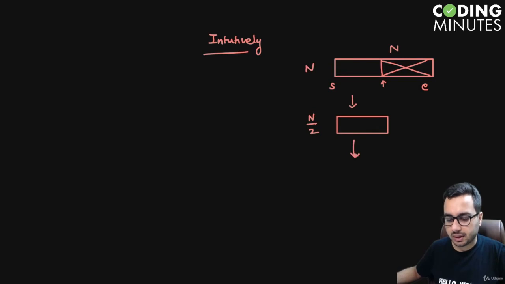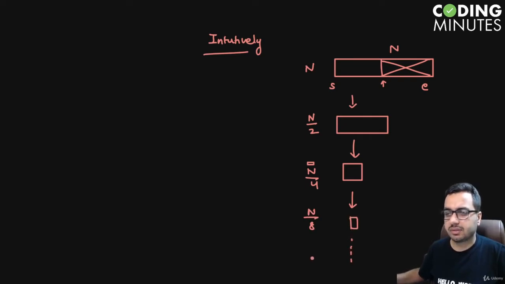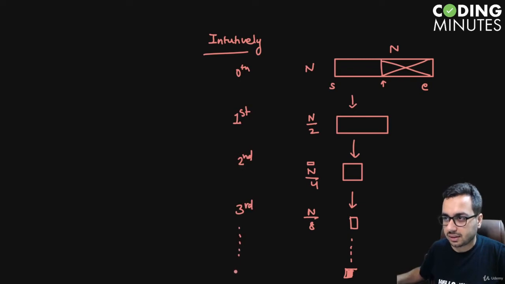From n by 2 we again get an array of size n by 4. Then in the next iteration it would be n by 8, and in the next iteration n by 16. Doing this, after some k iterations, we know the array will contain exactly one element. Let's say this is the 0th iteration, this is the first iteration, the second, the third, and in the kth iteration the size is equal to n by 2 raised to the power k. We also know that this is going to be equal to 1.